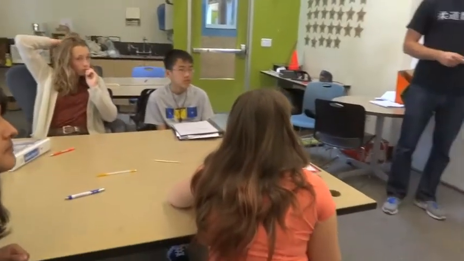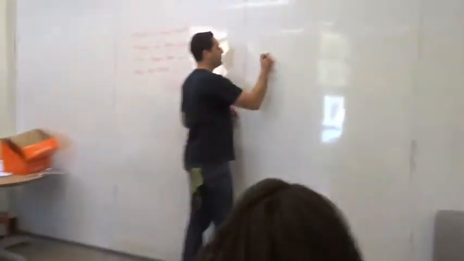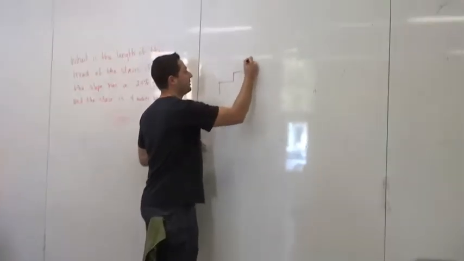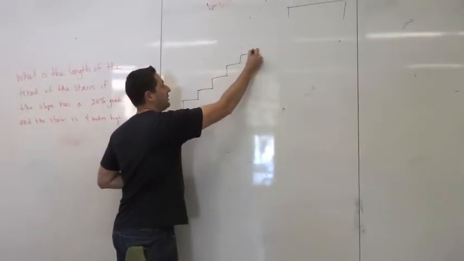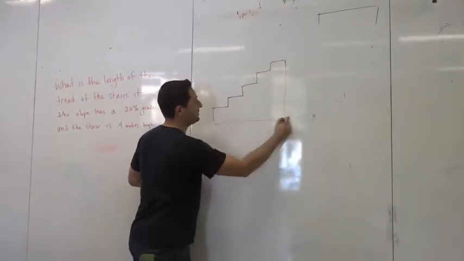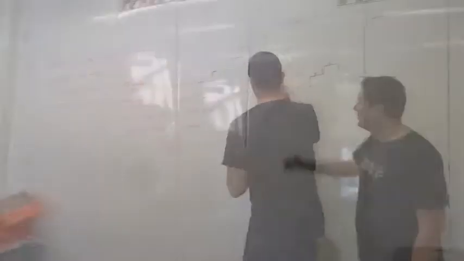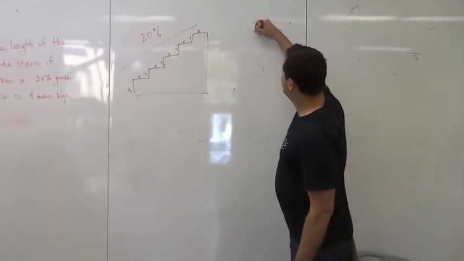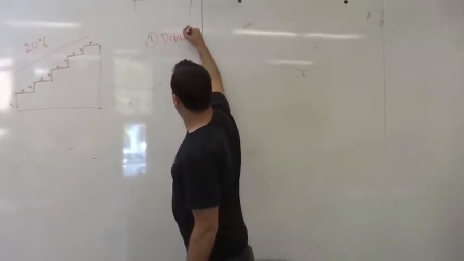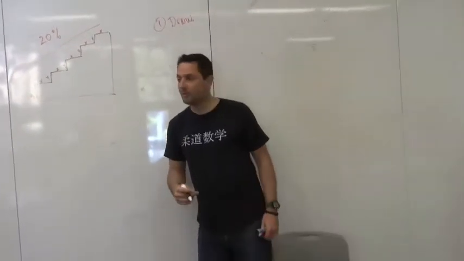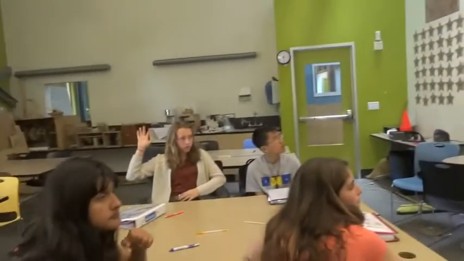Yeah? I think I would start by drawing the stairs. Okay, so let's start by drawing out the steps. Okay, so we've got our set of stairs. Then we would then do what? Label them. Label the stairs. Okay. So step 1, draw it out. Okay, what would be step 2? What would you do next?